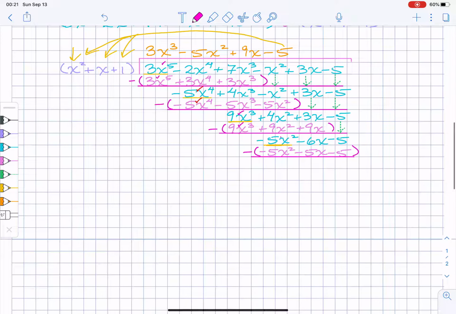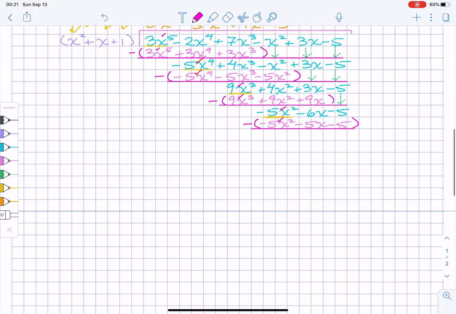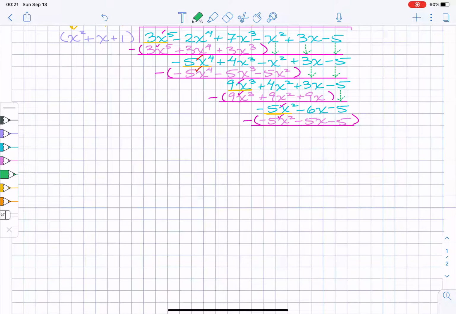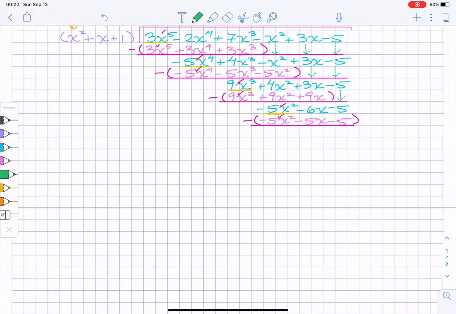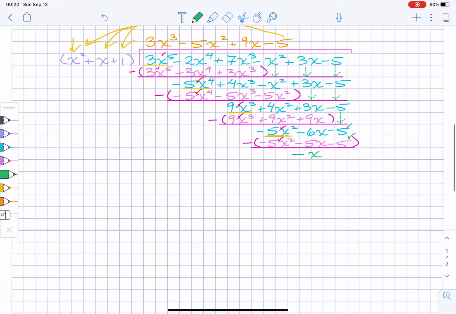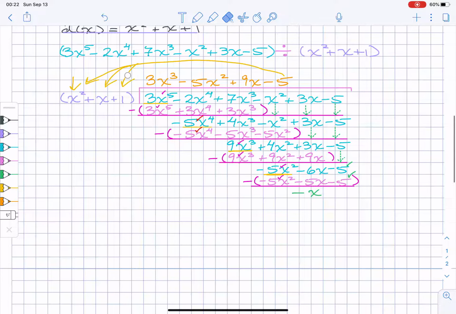Now the 5x squareds sum to 0 because two negatives make a positive. But now I have negative 6x plus 5x, which will be negative x. And then negative 5 plus 5 will go away. Okay, so what do we have here?